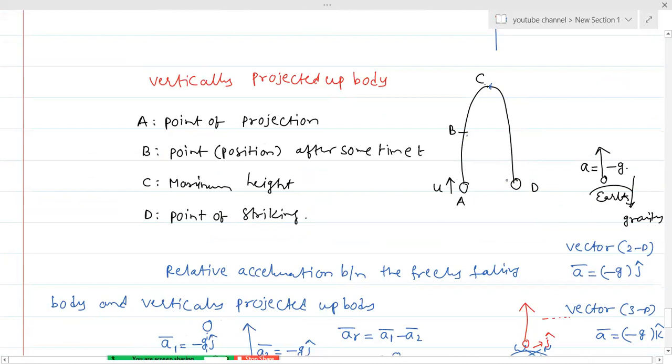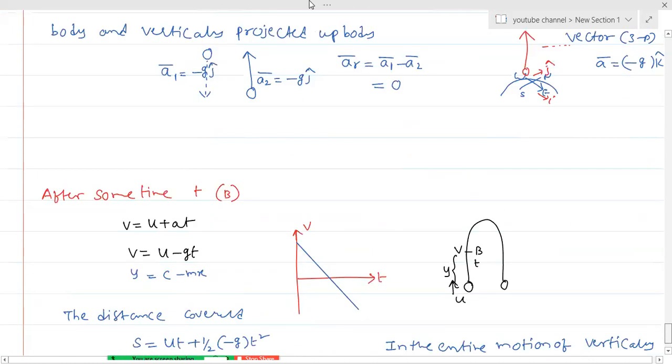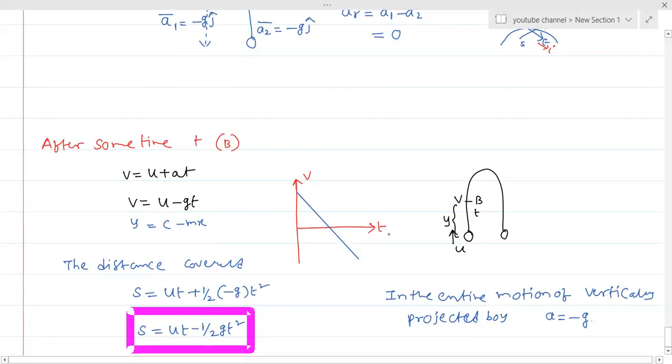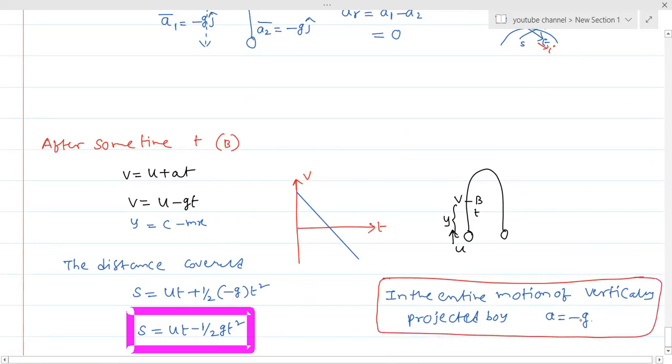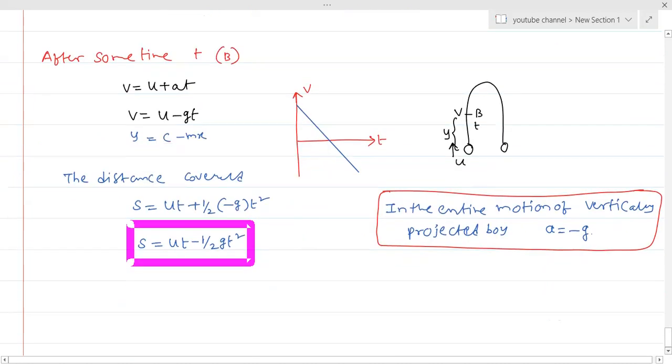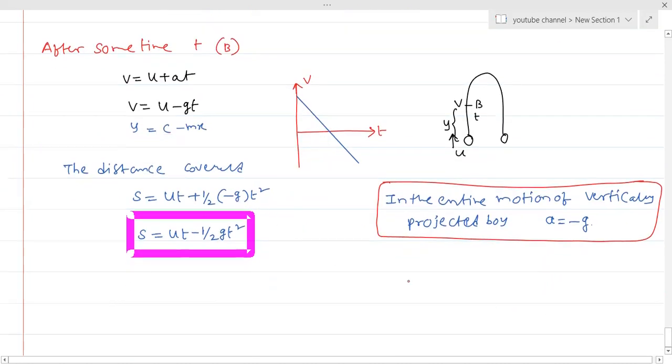So clearly speaking, for the entire motion of the projectile, we will take a equivalent to minus g. So this is very, very important to understand. So this is the distance covered after some time.